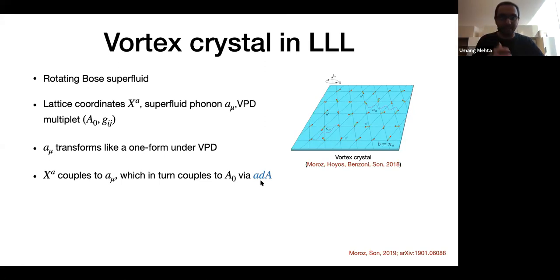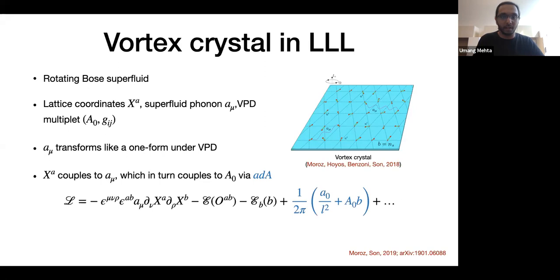So coupling this to A0 and g_ij is simple. One simply rewrites this term in the presence of a fixed magnetic field. So a dA simply is equal to this when you set capital B equal to 1 over L squared. And you find this action. Working out the equations of motion for this action, you also find the usual Tkachenko mode with a quadratic dispersion, as one would expect.